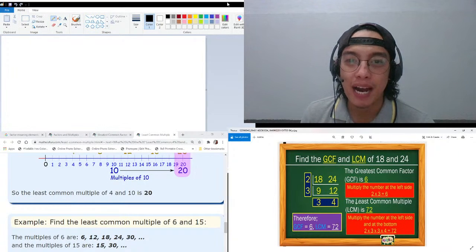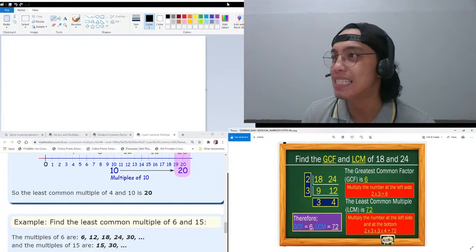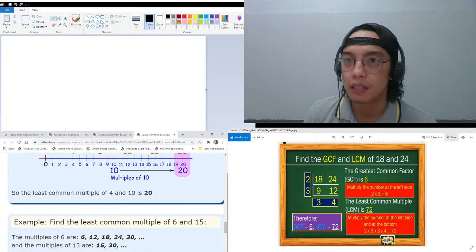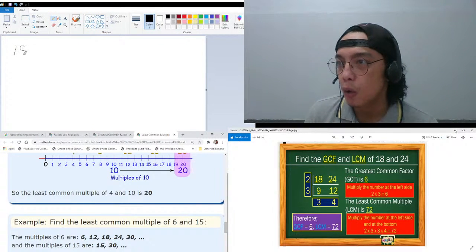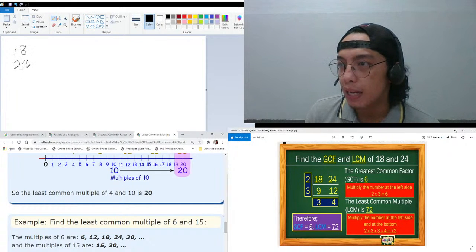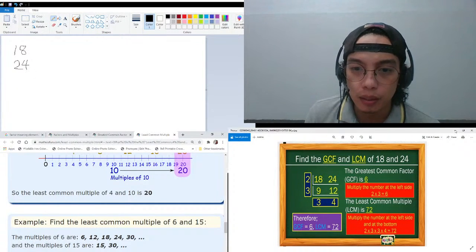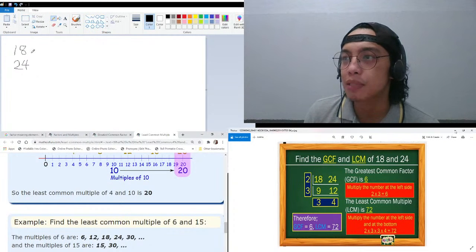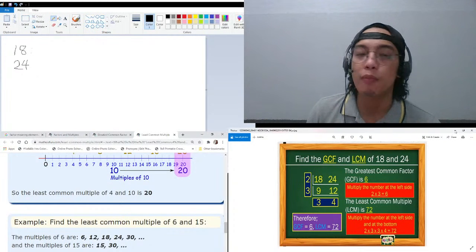Find the least common multiple of 18 and 24. We will list the multiples of 18 and 24. So, 18 and 24. Okay. So we keep going until we find a common multiple.